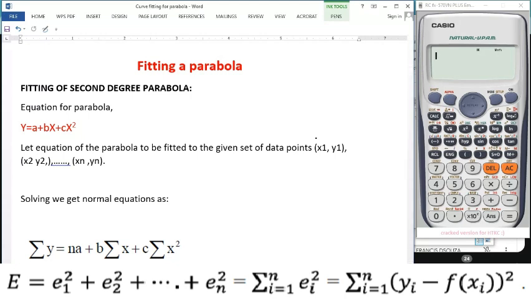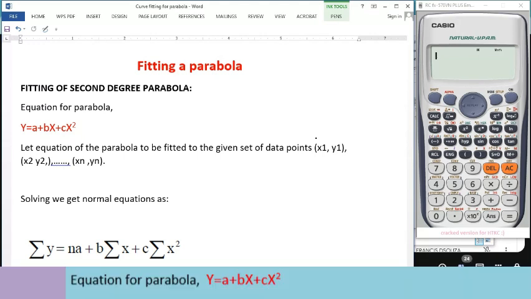Just now we discussed, students, please remember it is fitting of a second degree parabola. In this equation, please write down y is equal to a plus bx plus cx². You can take this as small letters also. Some of the books take this as y is equal to a plus bx plus cx². Okay, this is the second degree parabola.